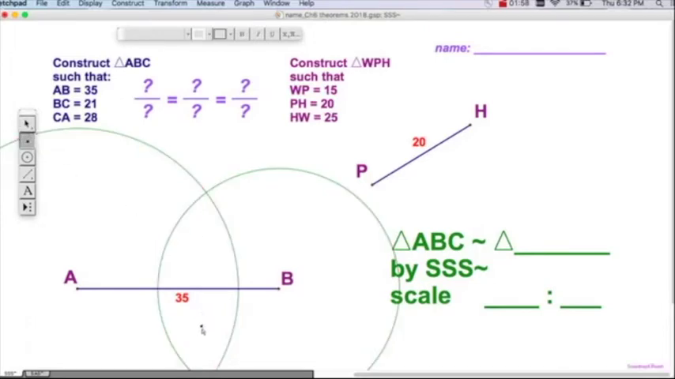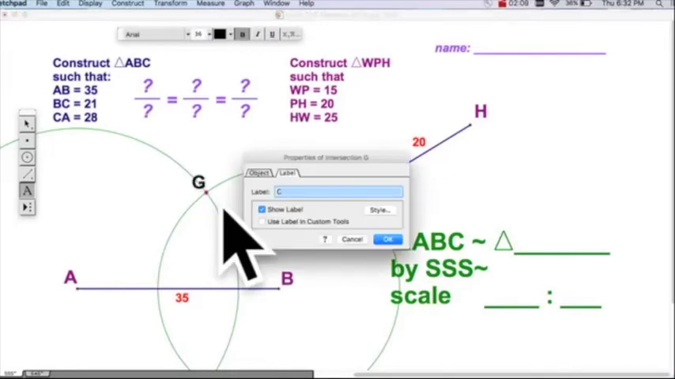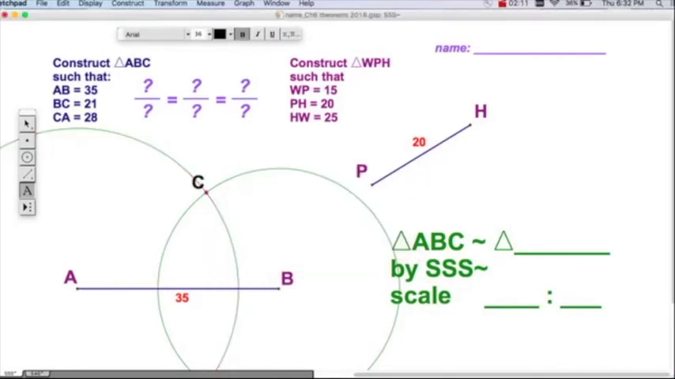Now, C can be on either this intersection or the one down there. But for the sake of making it, most people are going to put it there. I'll just say that. And C, G, no good. I'm going to change that to C because I said we're going to have C. Now you see, you've got the triangle right now. All you've got to do is draw in some segments and maybe hide your construction marks. All right? Beauteous. Now I'm going to hide those.